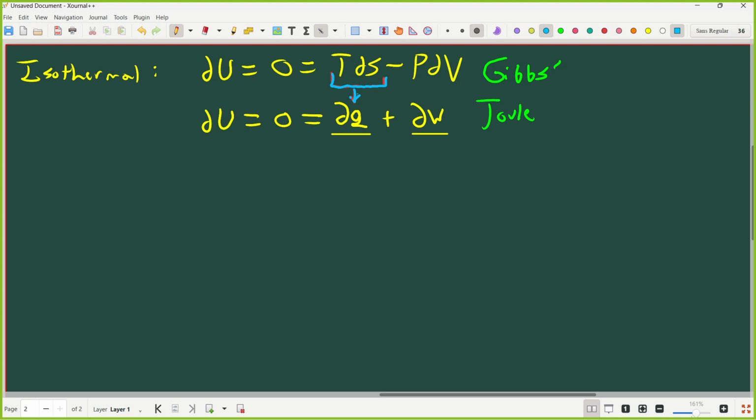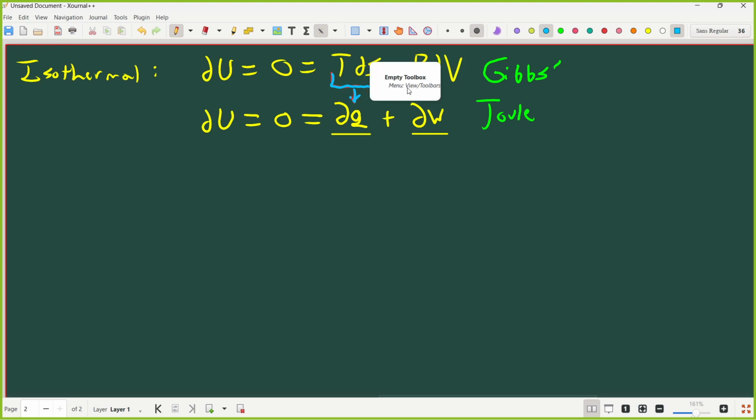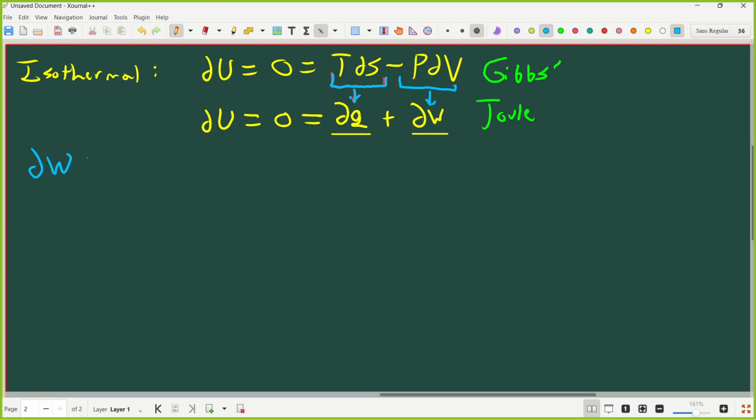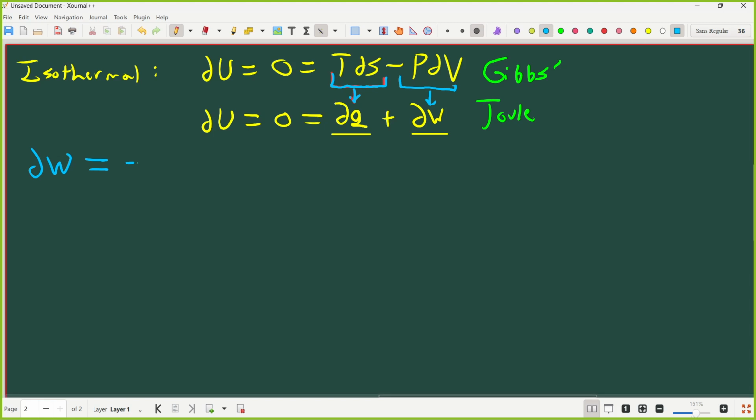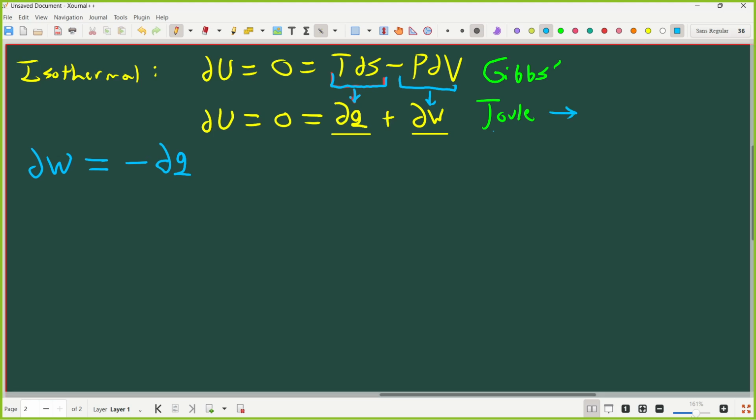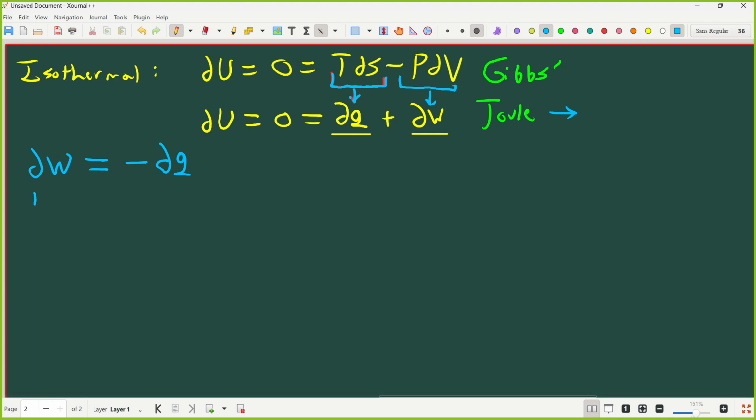We can see that TdS is like dq, and PdV is our work function, minus PdV is our work. So from Joule's point of view, the change in work is equal to minus the change in heat, because dU is equal to 0. This just means that dq is equal to minus dw, and that's equivalent to saying minus PdV is equal to minus TdS.